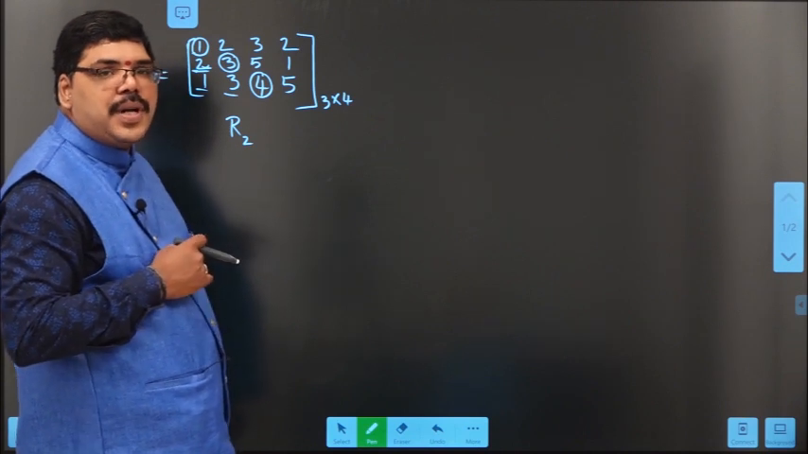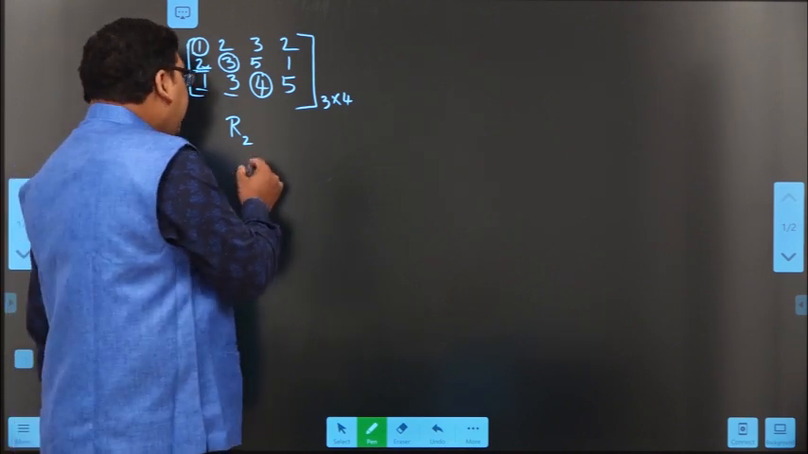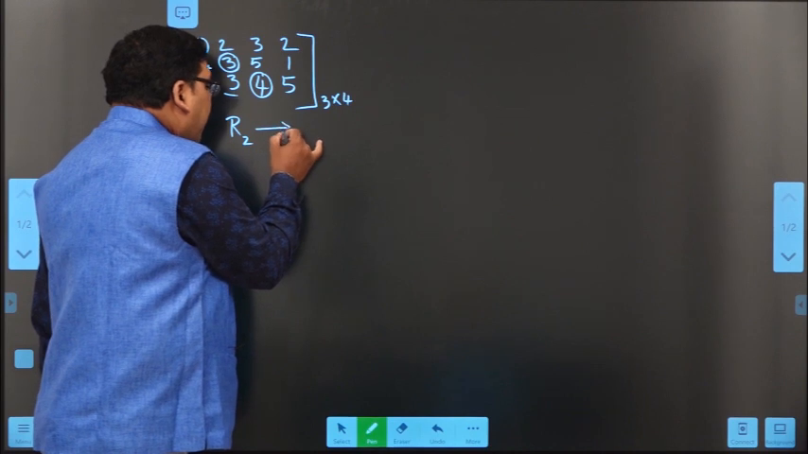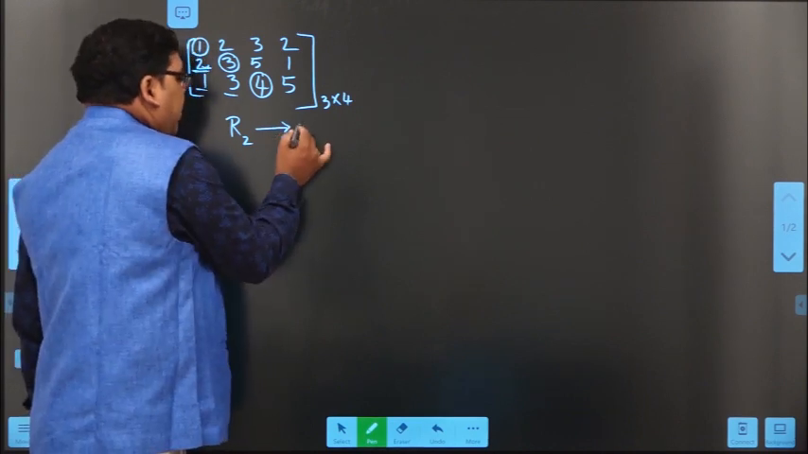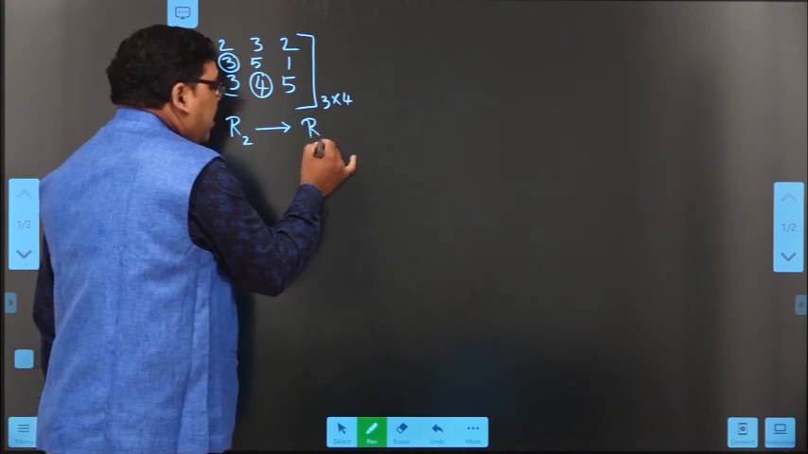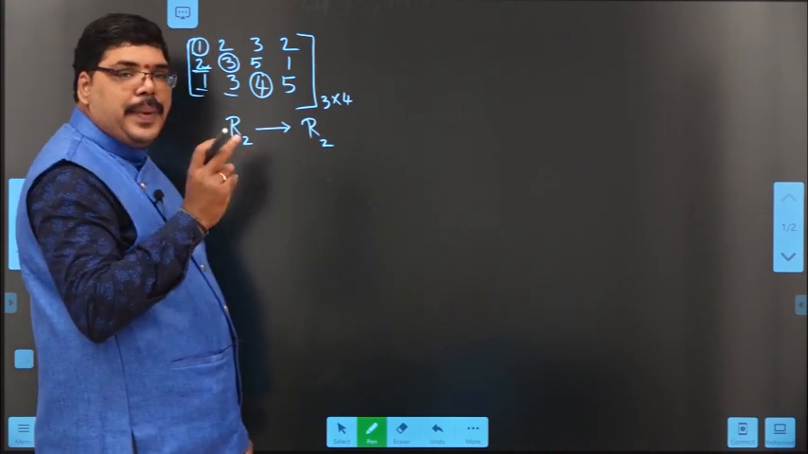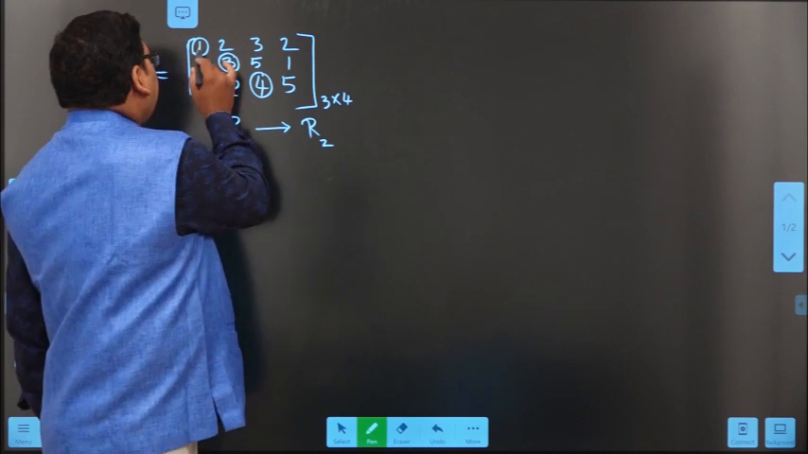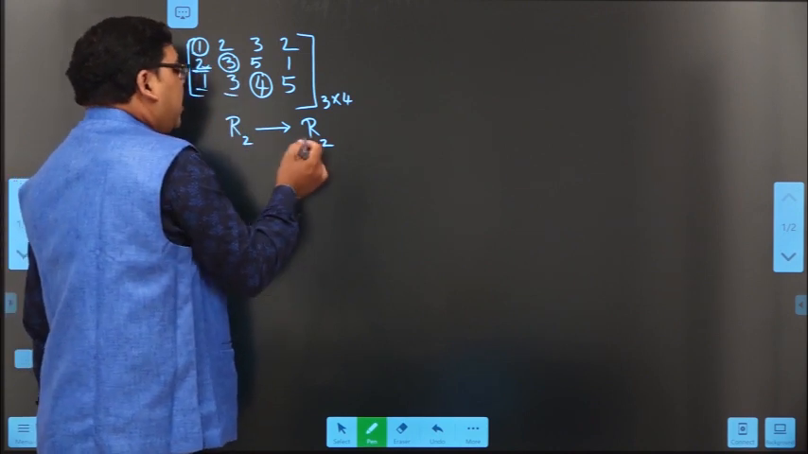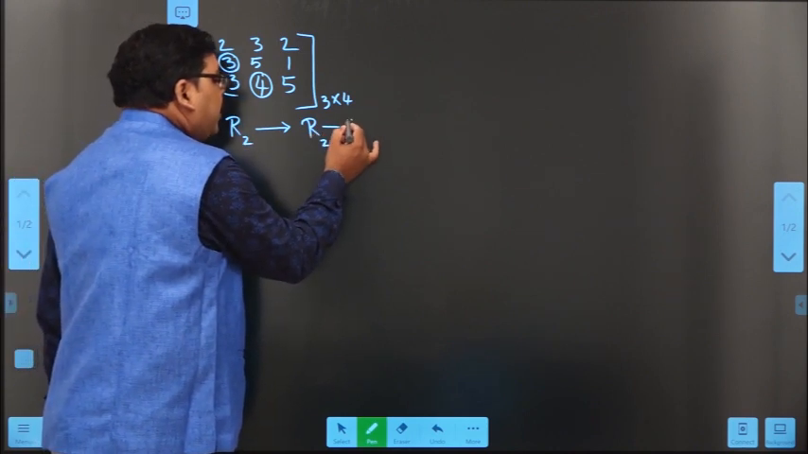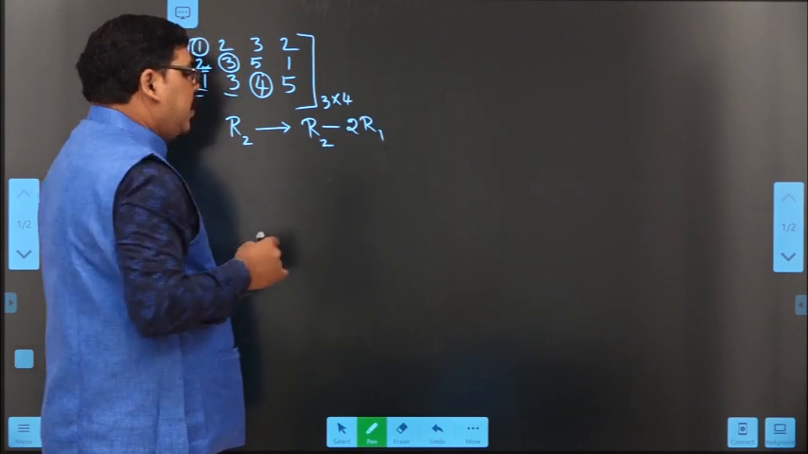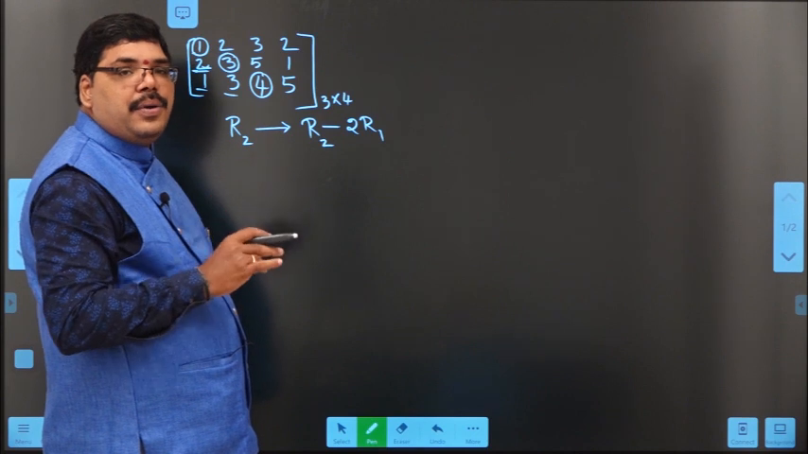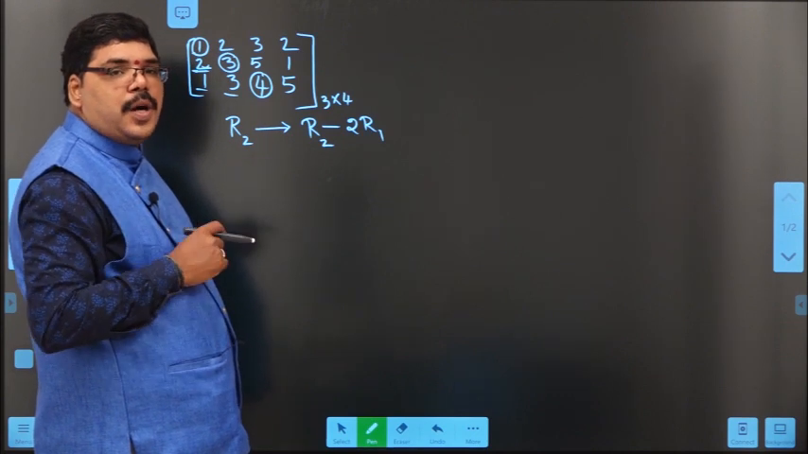What row operation should I adopt? It will be R2 implies, see here 2 is there. I want to make 2 into 0. What is there here in the first row? 1. So I am multiplying 1 with 2. I am applying the row operation R2 implies R2 minus 2R1.